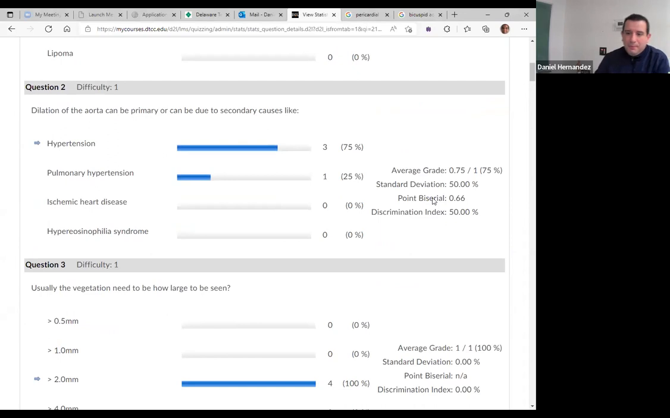Dilatation in the aorta can be primary or can be due to secondary causes like hypertension. I should have probably put systemic hypertension on there. Differentiate between pulmonary hypertension, but systemic hypertension is something that will cause dilatation of the aorta. Pulmonary hypertension is going to translate that pressure to the right side of the heart, so it's not going to affect the aorta. So that's not going to cause aortic dilatation. Again, everything just kind of runs backwards.